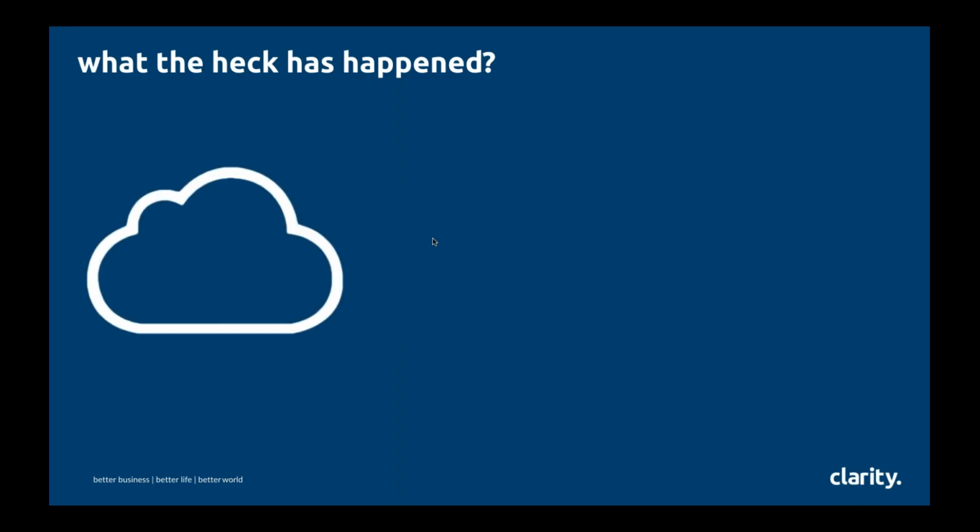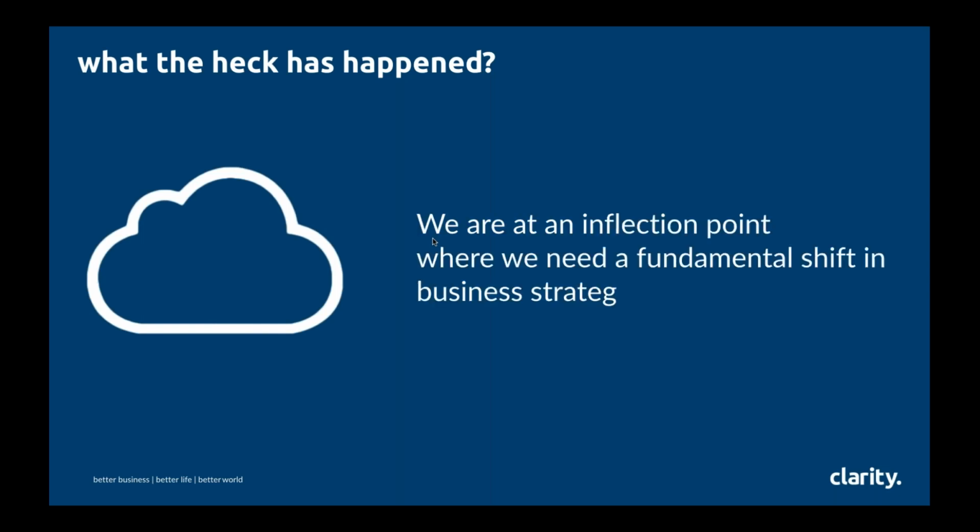Well, effectively, the cloud technology and the internet has had a dramatic change on the way we do business around the world. And in fact, very interestingly, a great quote from Andy Grove, who said, "We are at an inflection point where we need a fundamental shift in business strategy, or nothing less is sufficient." So that's quite a big statement.